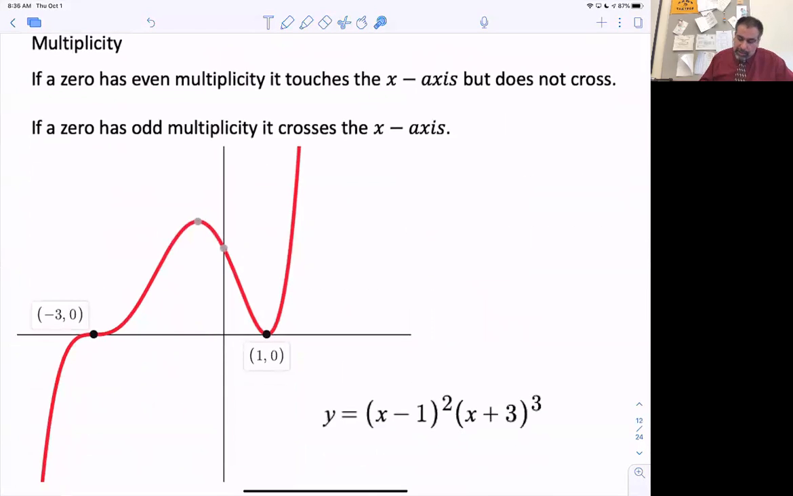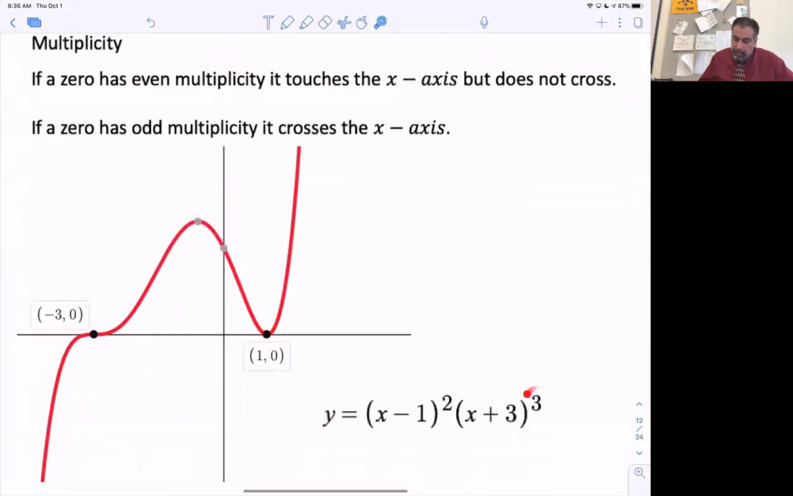So this was the last one we just did. We said that 1 had an even multiplicity of 2. Notice it touches the x-axis and bounces back up, okay? That's what's going to happen if you have an even multiplicity every time. It's going to touch the axis and bounce.